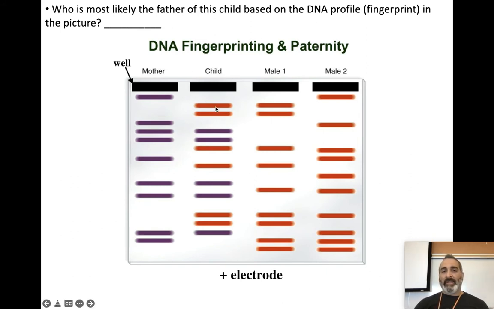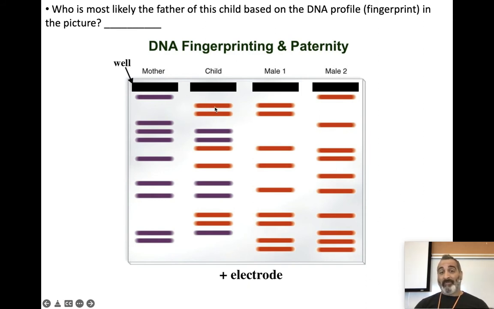So see this piece of DNA here? Mom doesn't have it, so we know it didn't come from mom. So where did it come from? It had to come from the potential father. Male 2 doesn't even have that piece of DNA. So male 2 right off the bat, not the dad. Because baby's DNA, if it's not from mom, it has to be from dad.